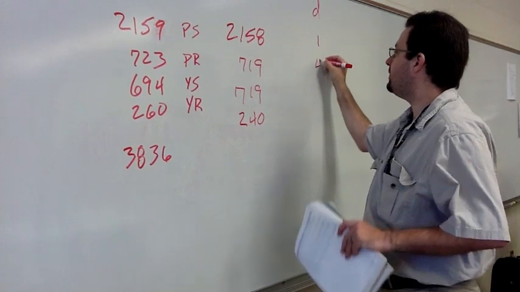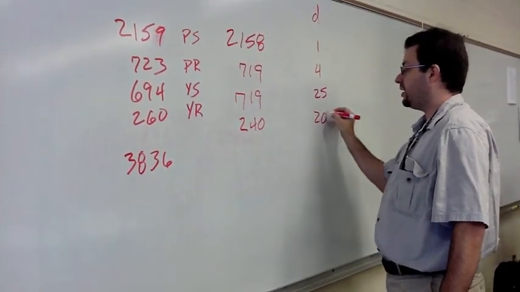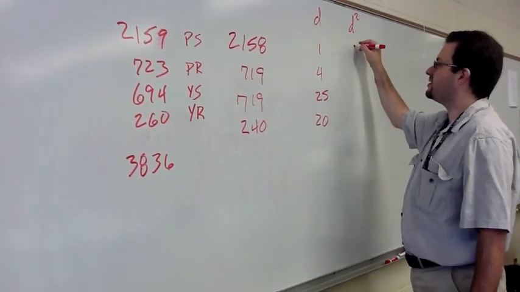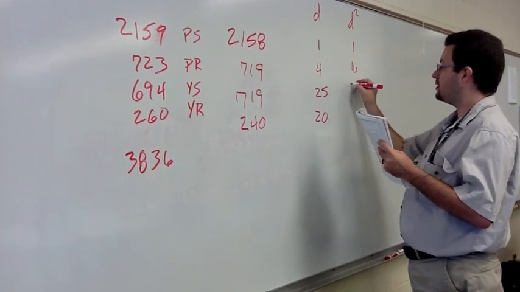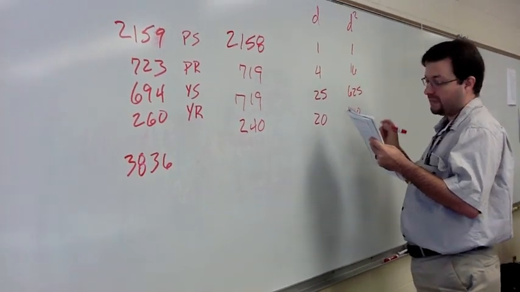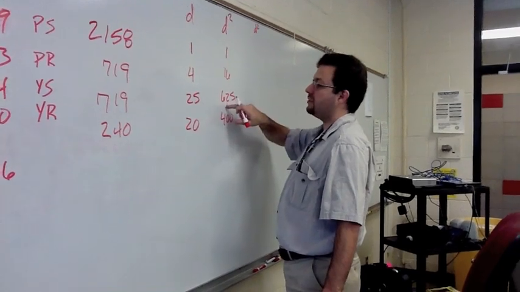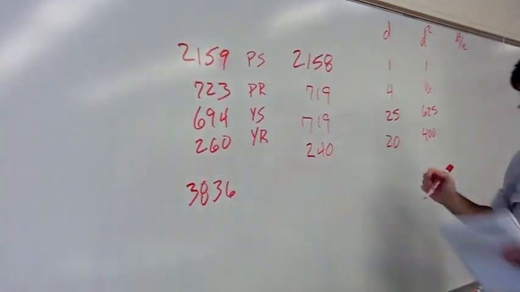The difference on this one would be 4, 25, and 20. Then you go through and you square the difference. So this would be 1, 16, 625, and 400. Then you take the d squared, this number, and you divide it by the expected, which would be this number.